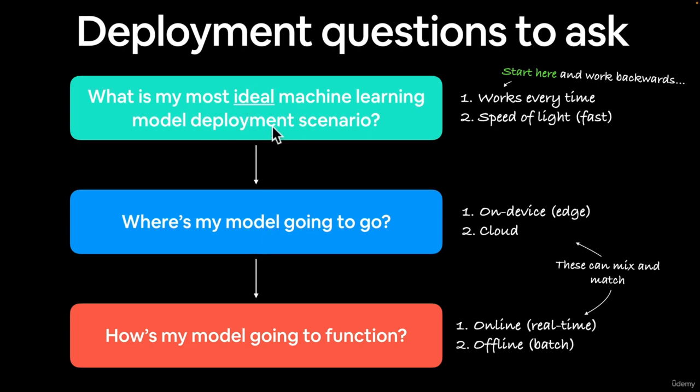Then, once we've got our most ideal use case, it's helpful to think about where's my model going to go? Does it live on the actual device or can it live on the cloud? We'll discuss this question a bit more in a second. And then, how's my model going to function? Is it online, so does it return predictions in real time, so as soon as data comes in, predictions come back? Or does it work in an offline fashion, such as training a model offline, or the predictions take a little while to come back? So have a think about these, and we're going to dive into each of these a little bit more before we get into some code.